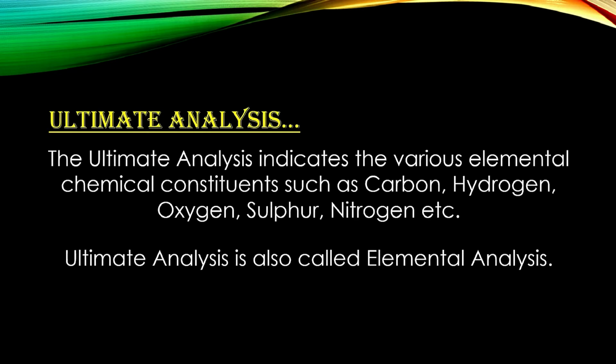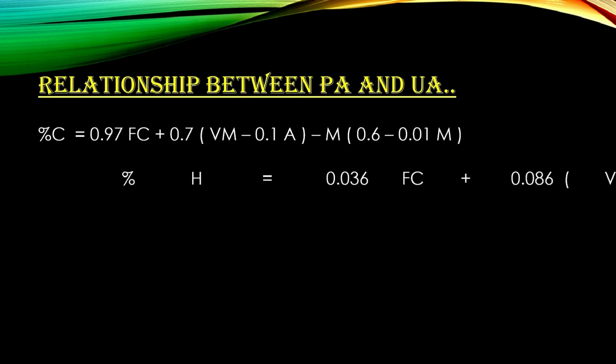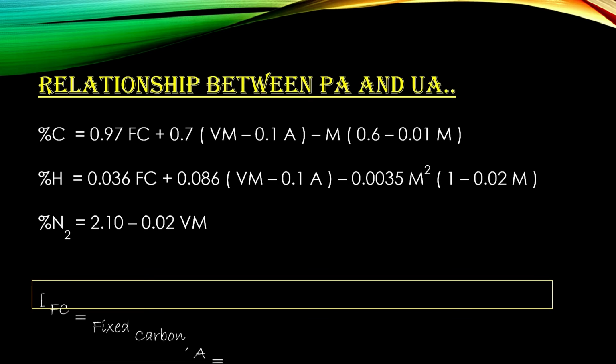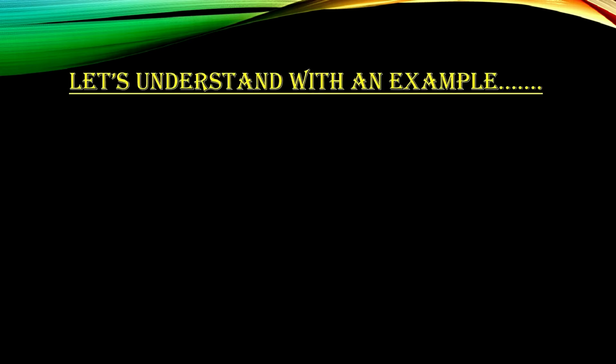The ultimate analysis indicates the various elemental chemical constituents such as carbon, hydrogen, oxygen, sulfur, nitrogen, etc. Ultimate analysis is also called elemental analysis. Relationship between proximate analysis and ultimate analysis. Let's understand it with an example.